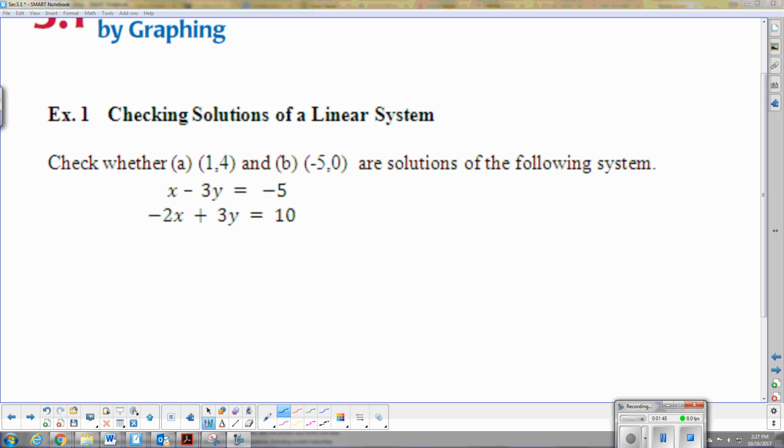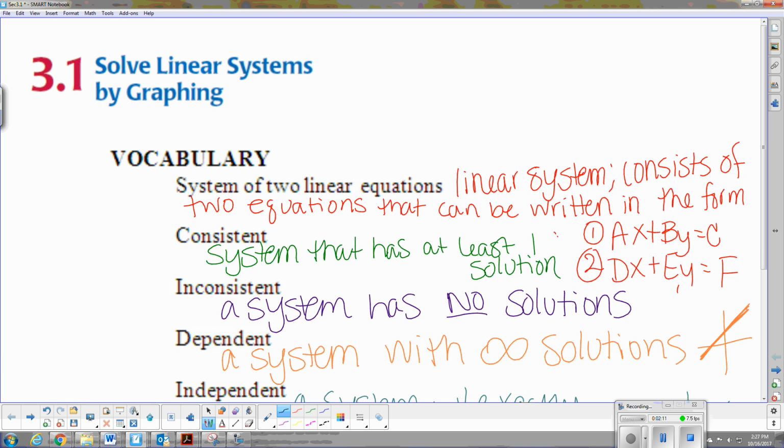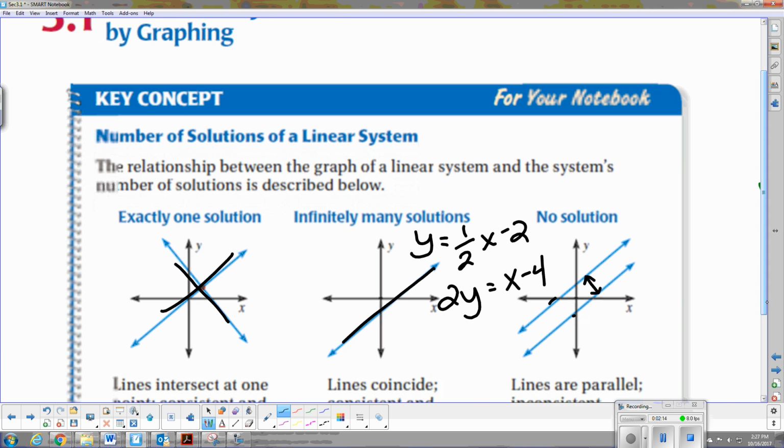Check whether A, (1, 4), and B, (-5, 0), are solutions for the system. In order to be a solution for the system, it has to be true for both equations. If it's only true for one, it's a solution for the line. But if it's not a solution for both lines, you could have a solution for this line here, but it's not a solution for the system because it's only on one line. It has to be on both lines.